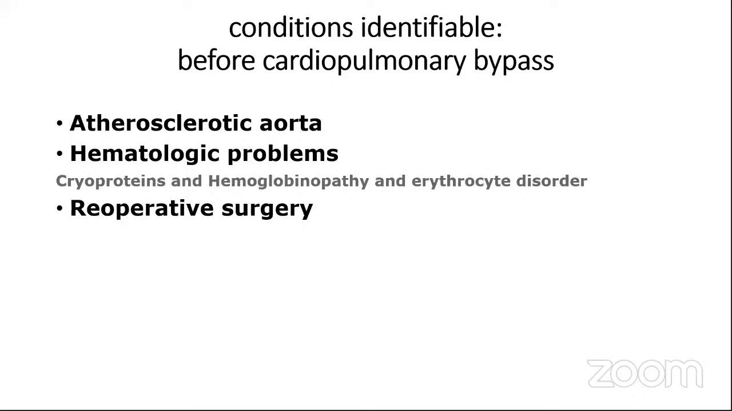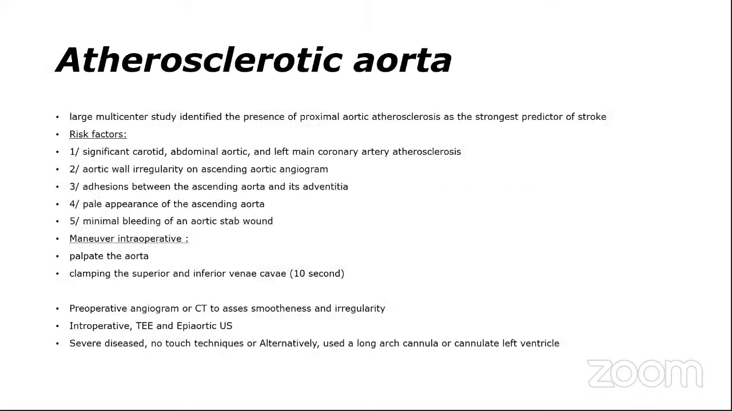As we know, some conditions can jeopardize the patient through cardiopulmonary bypass. These issues can be identified before we go to surgery, like atherosclerotic aorta and hematological problems, and we have to know if it is a reoperative surgery. For atherosclerotic aorta, a large multi-center study identified the presence of proximal aortic atherosclerosis as the strongest predictor for stroke, and there are risk factors for that.